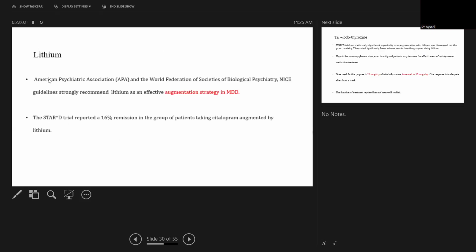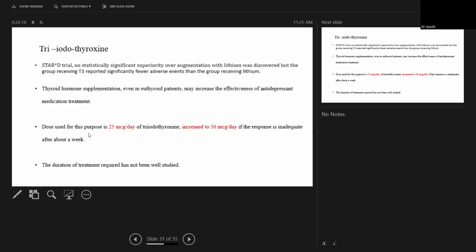So lithium: the APA, the World Federation of Societies of Biological Psychiatry, and the NICE guidelines strongly recommend lithium as an effective augmentation strategy for MDD. However, it is not FDA approved. The study trial reported a 16% remission in the group of patients taking citalopram augmented by lithium.